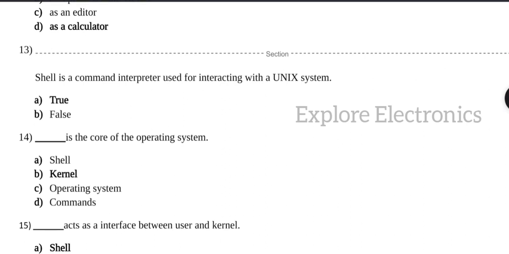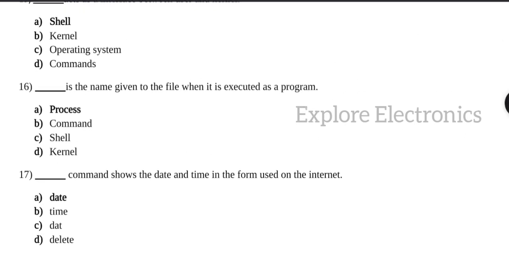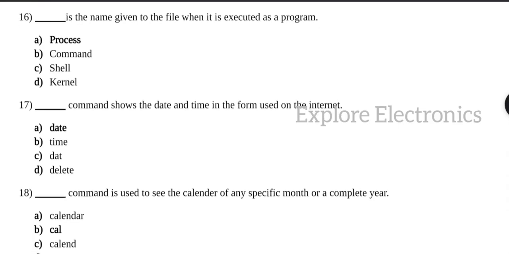Shell is a command interpreter used for interacting with Unix system. It is true. Kernel is the core of the operating system. Shell acts as an interface between user and kernel. Process is the name given to the file when it is executed as a program.